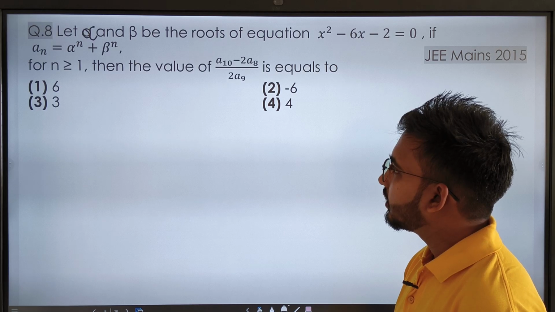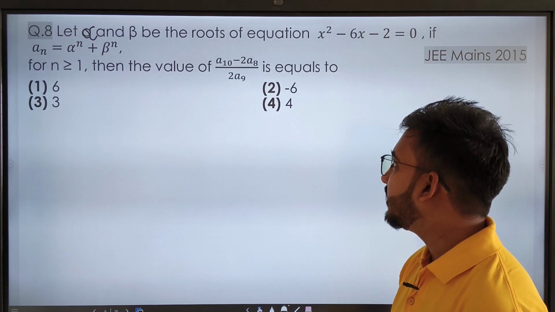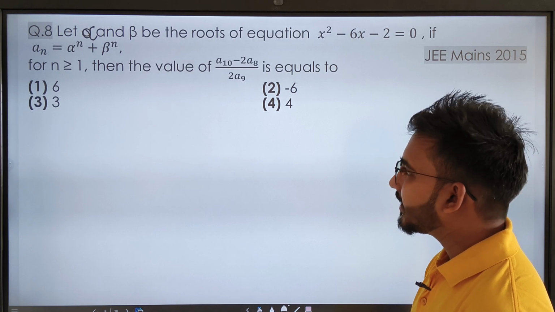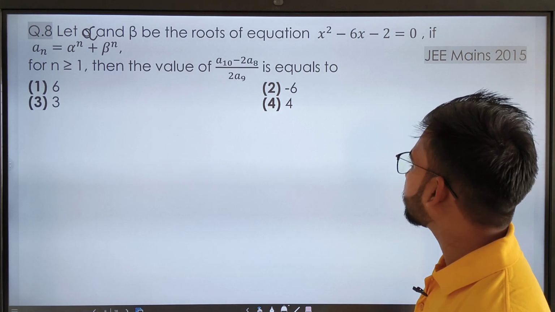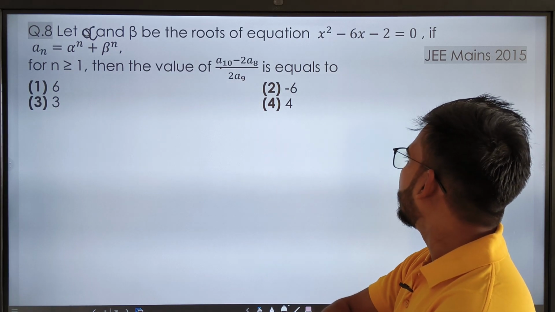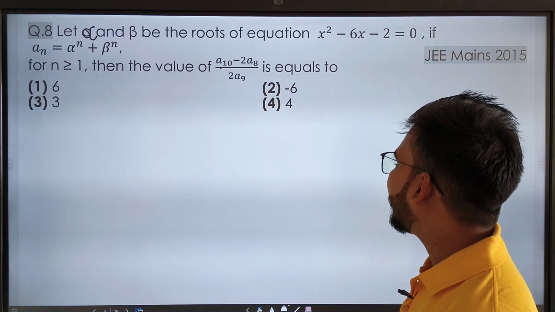If an equals to alpha raised to n plus beta raised to n, for n greater than 1, then the value of a10 minus twice a8 divided by twice a9.